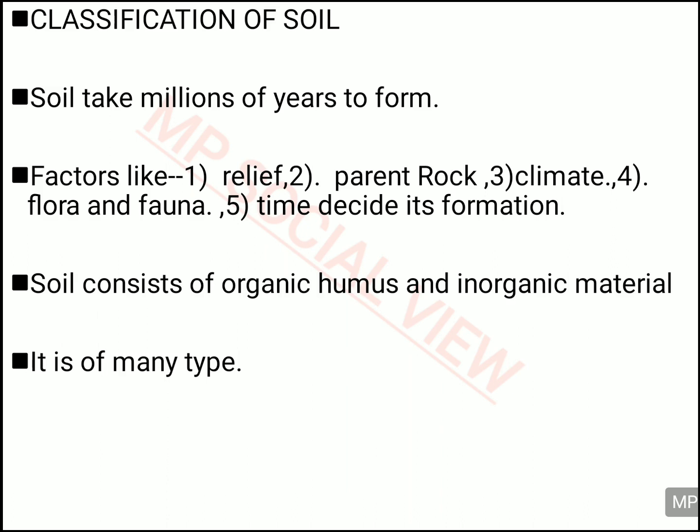The climate present in that region, the flora and fauna found in that region, and how much time is taken for the formation of the soil. All these are the various factors which decide the types of soil. Soil has both organic matter like humus and non-organic matter, and it is of various types. So let's discuss the various types of soil one by one.